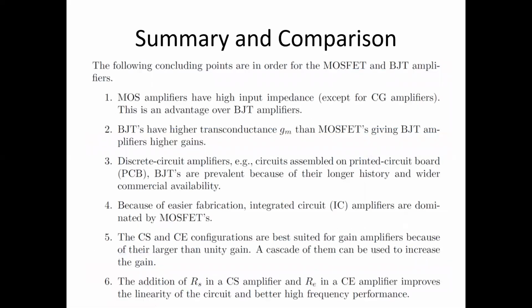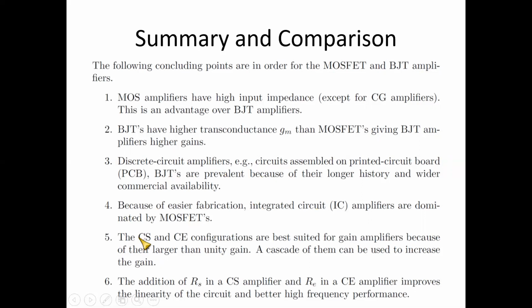So summarizing and comparing the MOSFET with the BJT, we can say MOSFET amplifiers have high input impedance compared with the BJT, except for the CG amplifier. BJTs have higher conductance GM than MOSFETs, giving BJT amplifiers higher gains. For discrete circuit amplifiers, example circuits assembled on printed circuit boards, BJTs are more prudent because of their longer history and wider commercial availability. Because of easier fabrication, in the integrated circuit amplifiers, the MOSFET is the dominant technology.